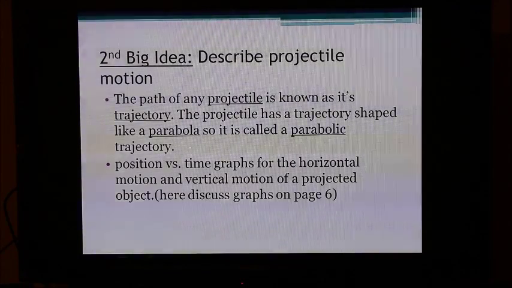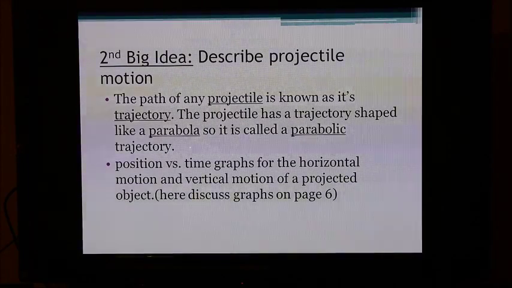Okay, second big idea, describe projectile motion. The path of any projectile is known as its trajectory. The projectile has a trajectory shaped like a parabola, so it's called a parabolic trajectory. And then here I'm going to look at some position versus time graphs from our packet from this unit for the horizontal motion and the vertical motion of a projected object. So I'll cut to that.